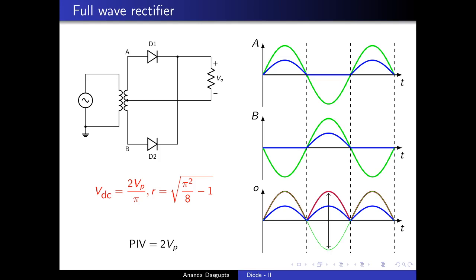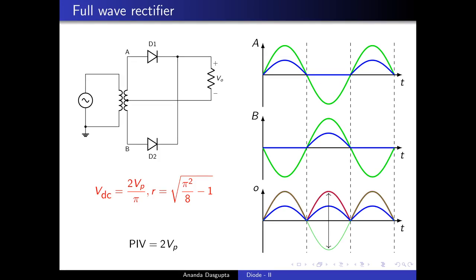Of course, this means that you have to be even more careful when you are designing a circuit using this full wave rectifier circuit, because in the half wave rectifier case, the peak inverse voltage applied across the diode was only Vp. Here it is twice Vp. So you have to be more careful in choosing what kind of diode you put in your circuit so that it does not burn up because of a very huge inverse voltage applied across it.